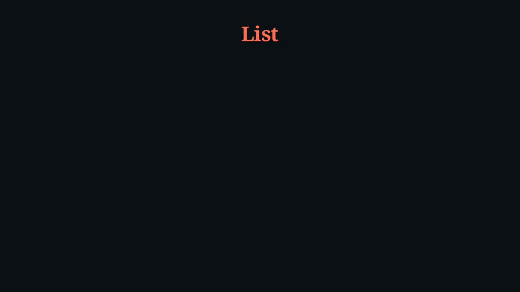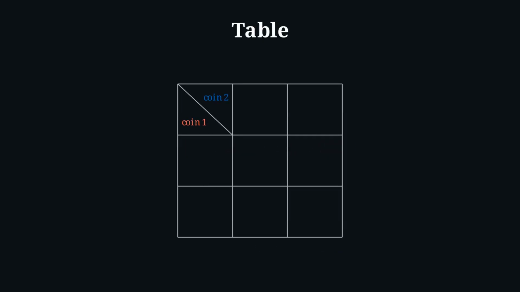First coin, then second. Heads heads, heads tails, tails heads, tails tails. 4 outcomes. Heads tails isn't tails heads, and working systematically, we miss none. A table organizes the very same 4. Coin 1 labels the rows, coin 2 the columns, and every cell is one outcome, neat and complete.